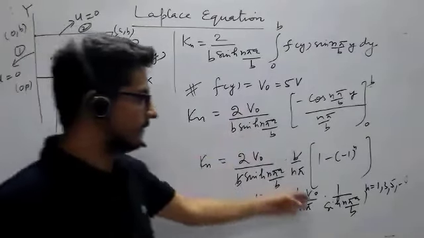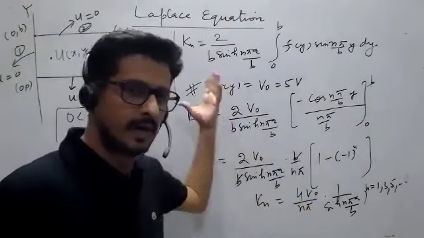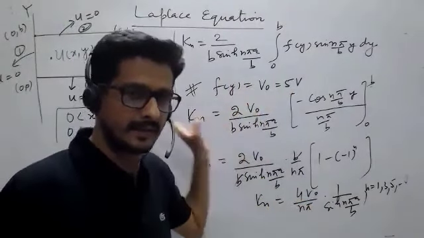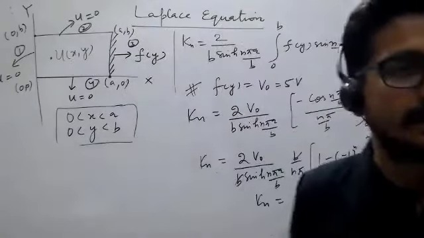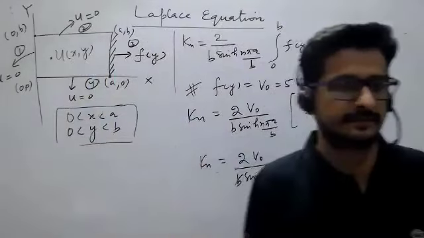So V naught you will keep as 5 volts, and then this Kn you will keep there with u x, y. So that infinite series will represent the solution of the potential in this region.